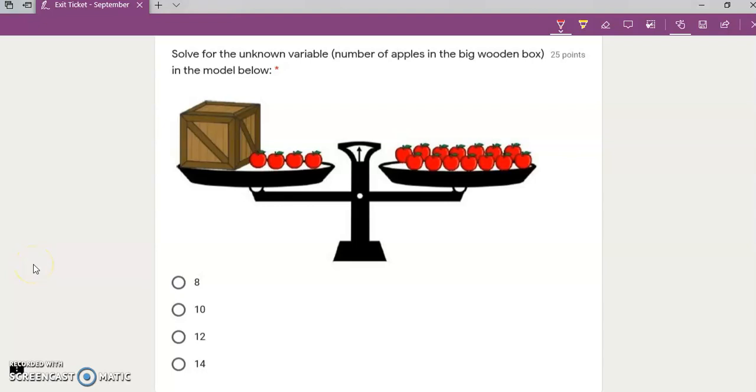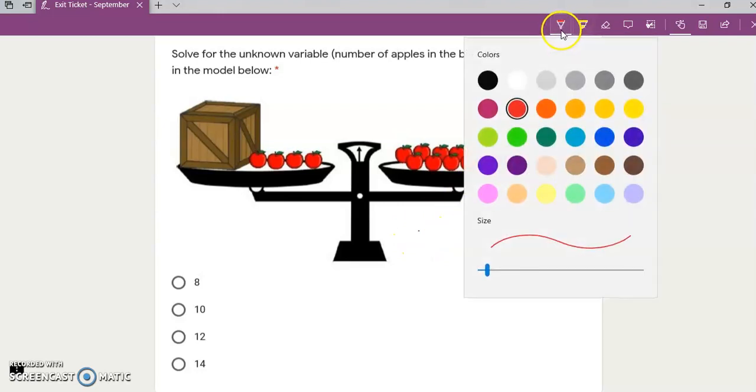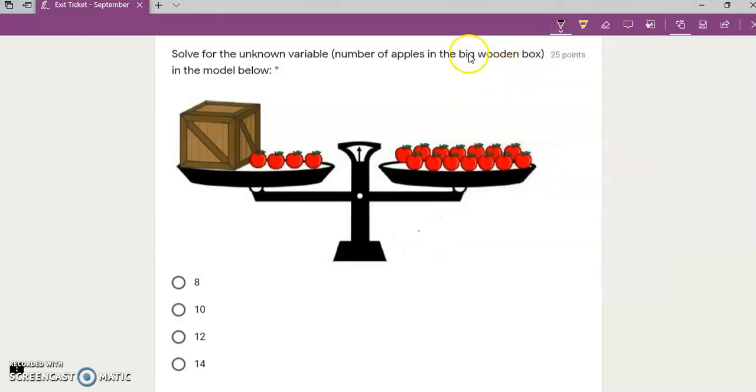Okay, Anthony, so here for the exit ticket for today, we have this second question, and it asks us to solve for the unknown variable, so the number of apples in the big wooden box, and the model below. So step one, what I always do for these problems is I say, okay, I'm going to go ahead and label what I have.